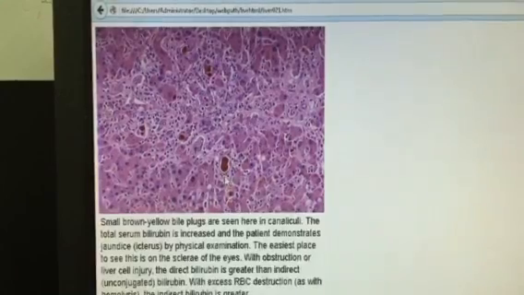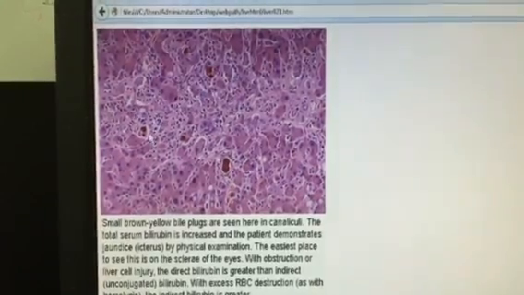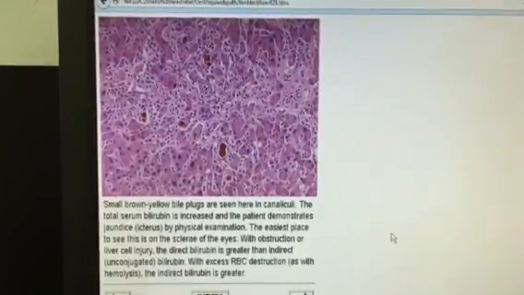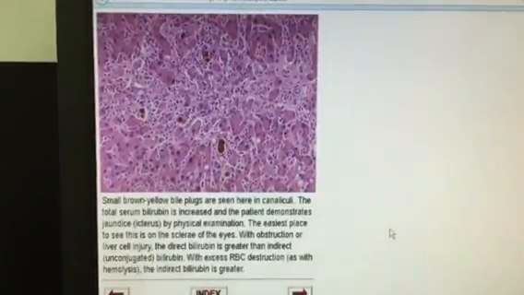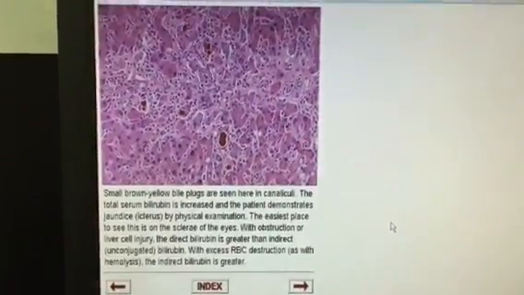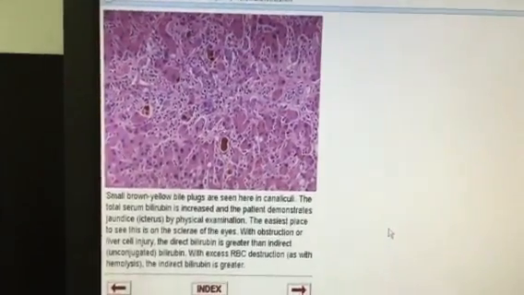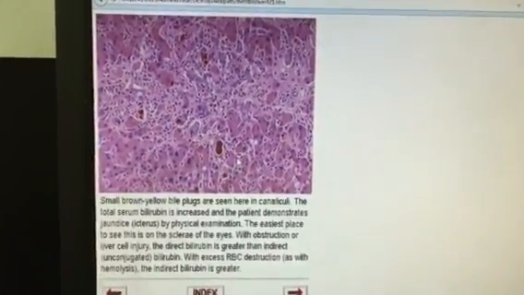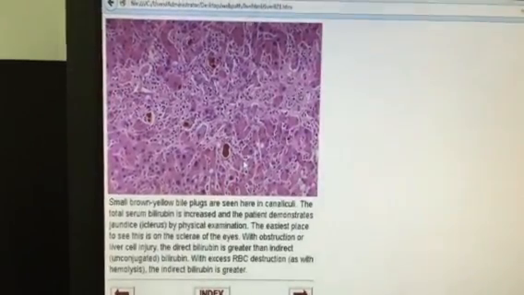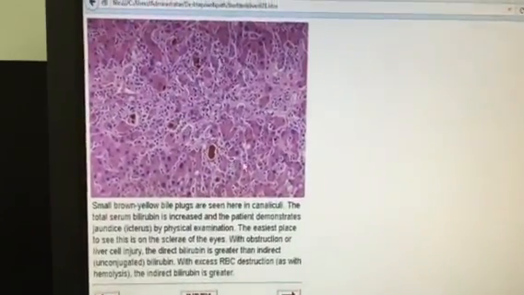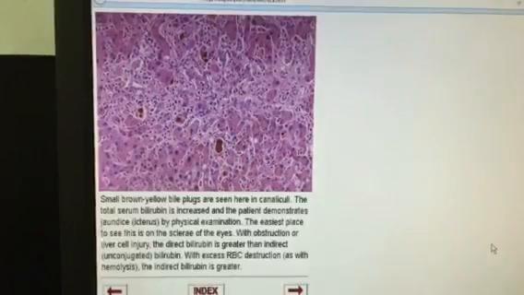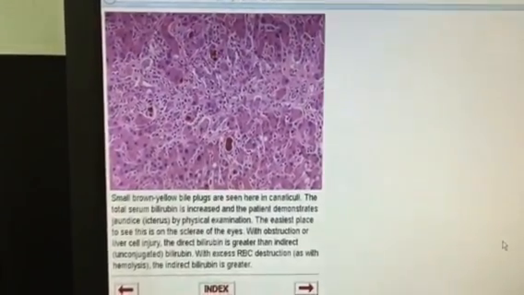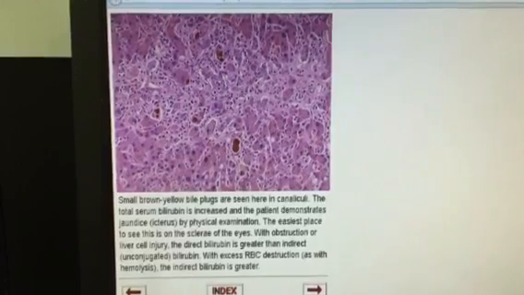Again, small brown-yellow plugs of bile are seen in the canaliculi. Clinically we'll see this in the patient as jaundice or icterus, most likely seen in the sclera. If it is due to extrahepatic obstruction, the bilirubin will be conjugated, not like in hemolytic anemia or hemolysis, where it is the unconjugated or indirect bilirubin.